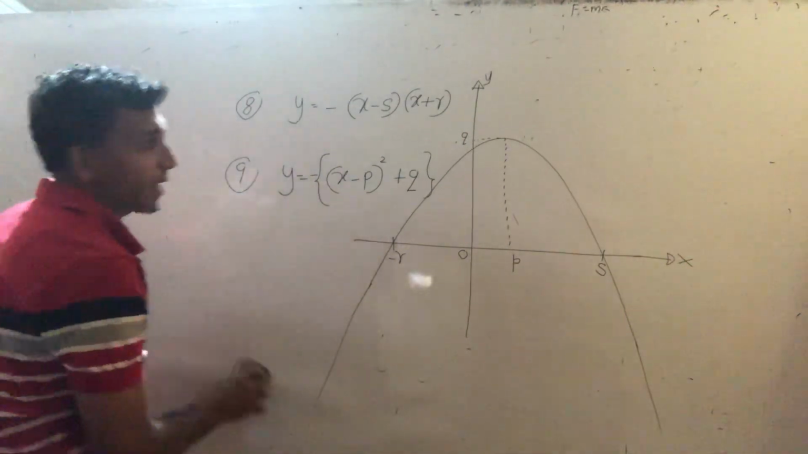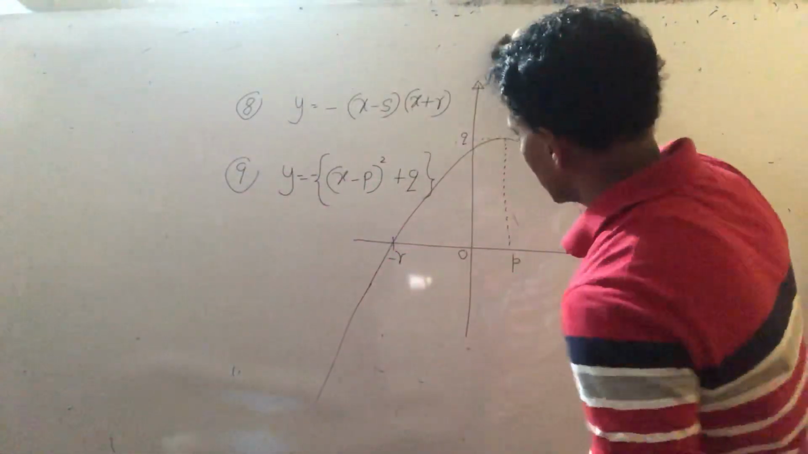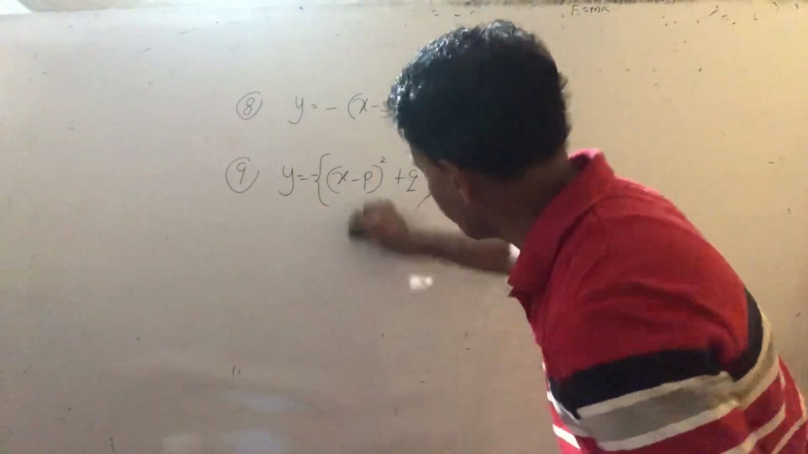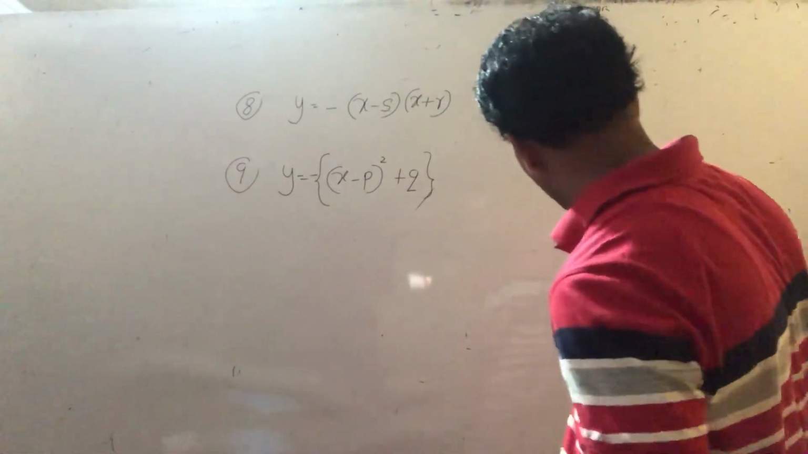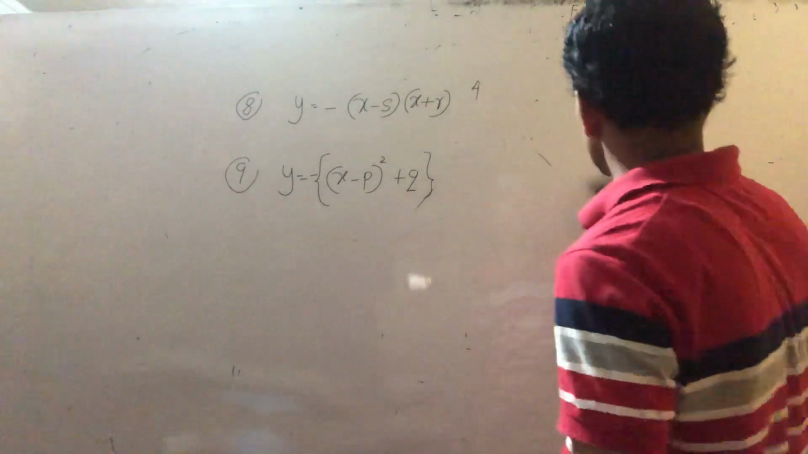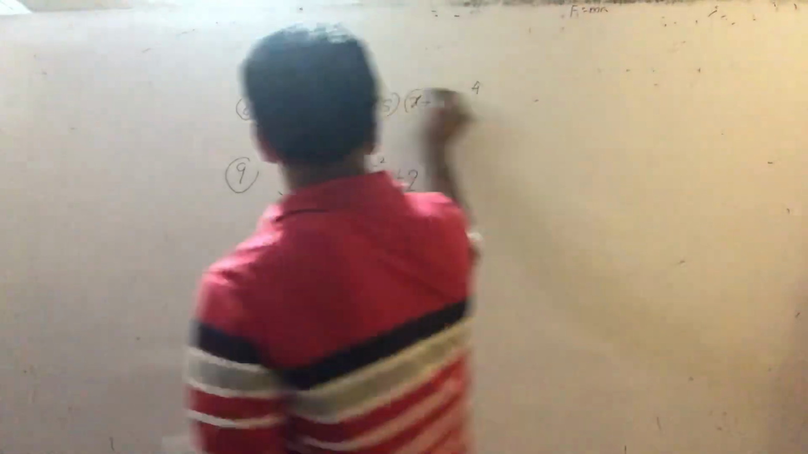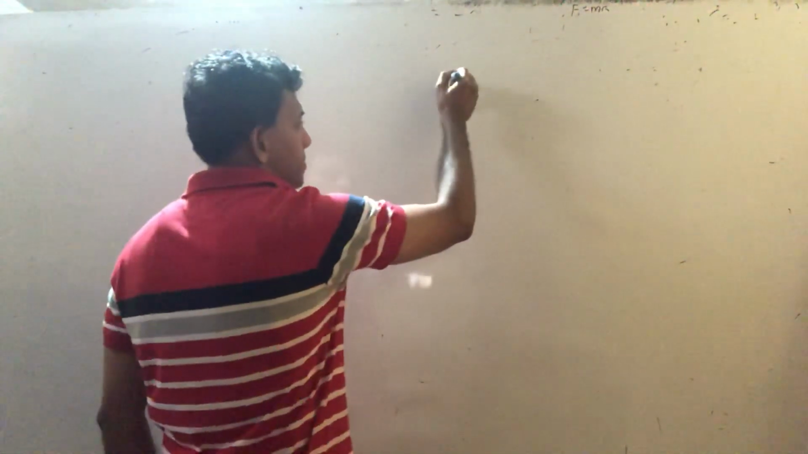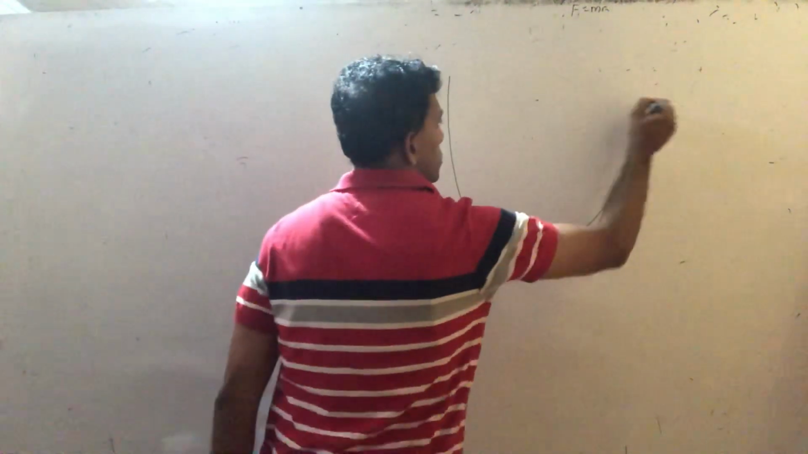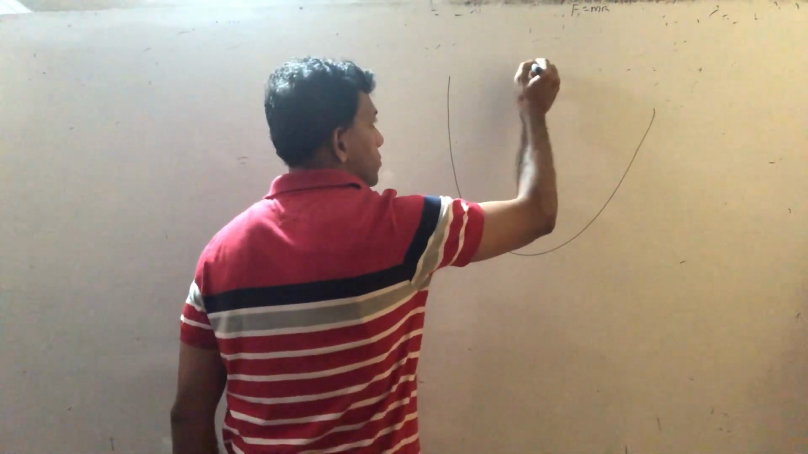Okay, now I show some examples. Example of answering such types. So draw this graph.